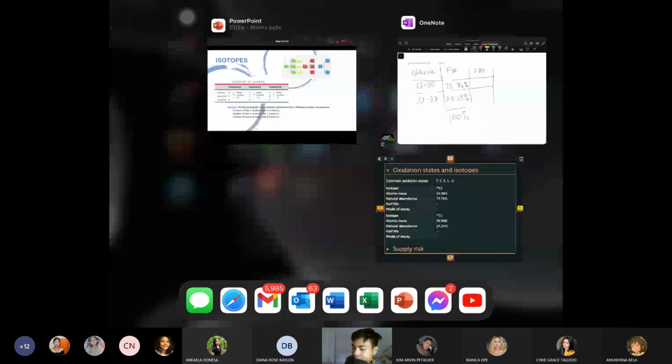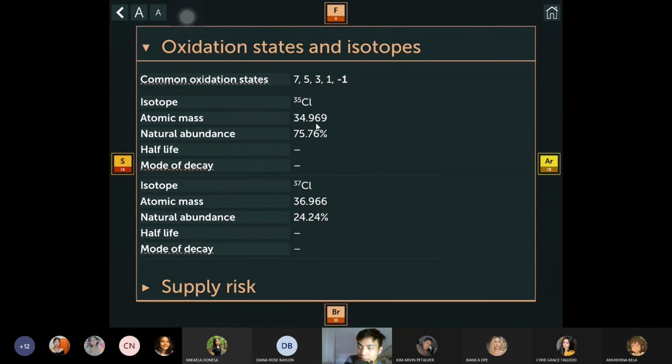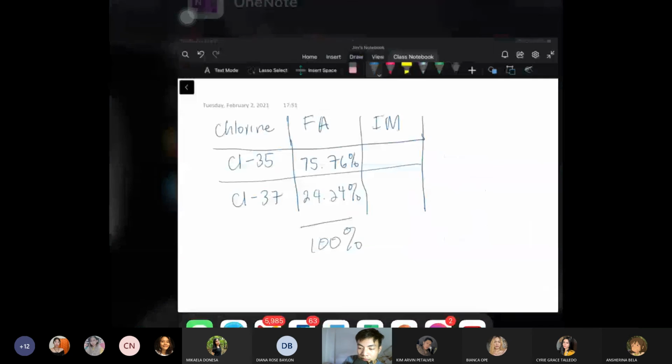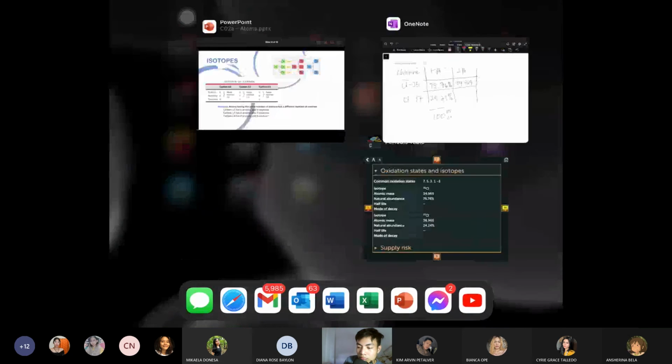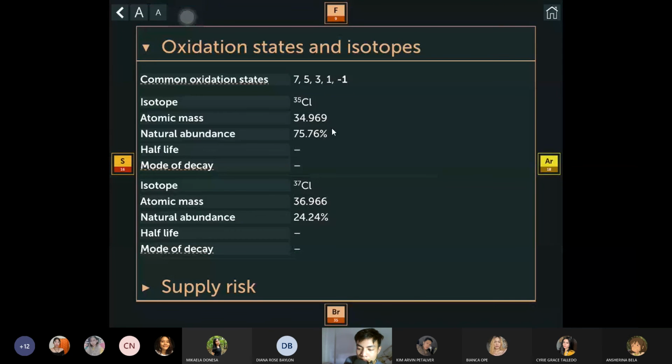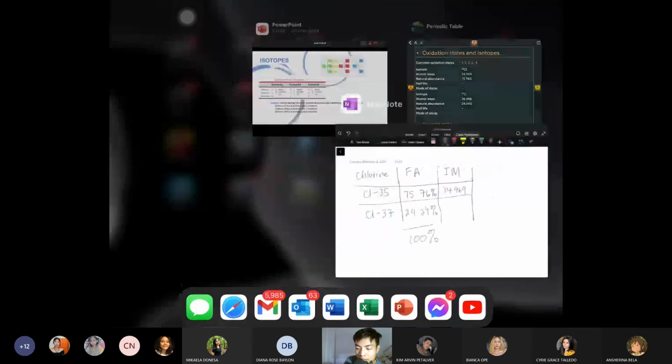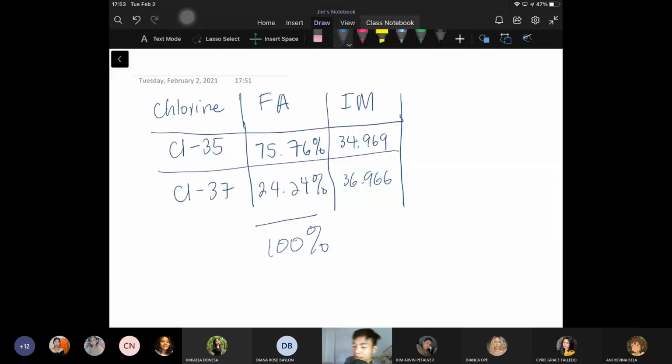Next one is IM. Ito yung isotope mass. So for chlorine 35, 34.969. Then for chlorine 37, that's 36.966. Okay, copying ko lang. So with all this info, kunin natin yung average atomic mass. Kompleto na naman tayo. Kung ano yung makuha nating average atomic mass, ito yung ilalagay nila sa periodic table. So let's try.